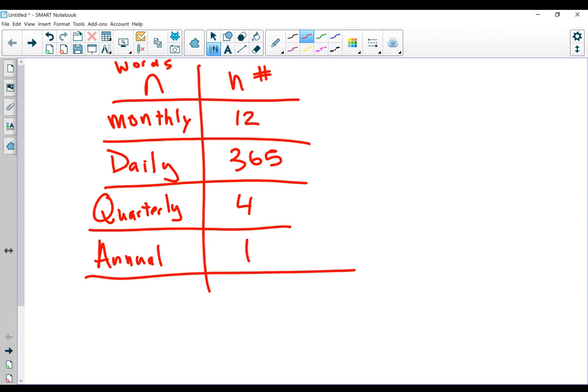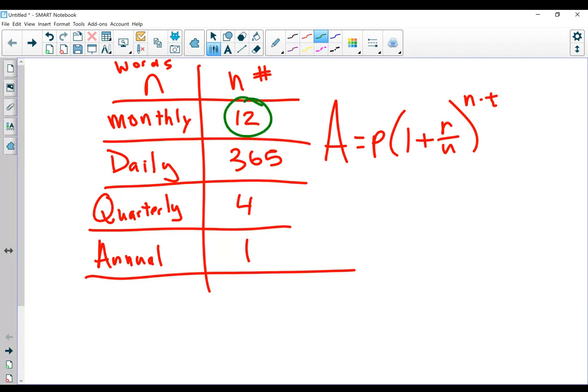1. So in that formula that you saw, A equals P times 1 plus R over N to the power of NT. If the word problem had monthly, you'd put a 12 here and here. If they had daily, you'd put 365, etc.